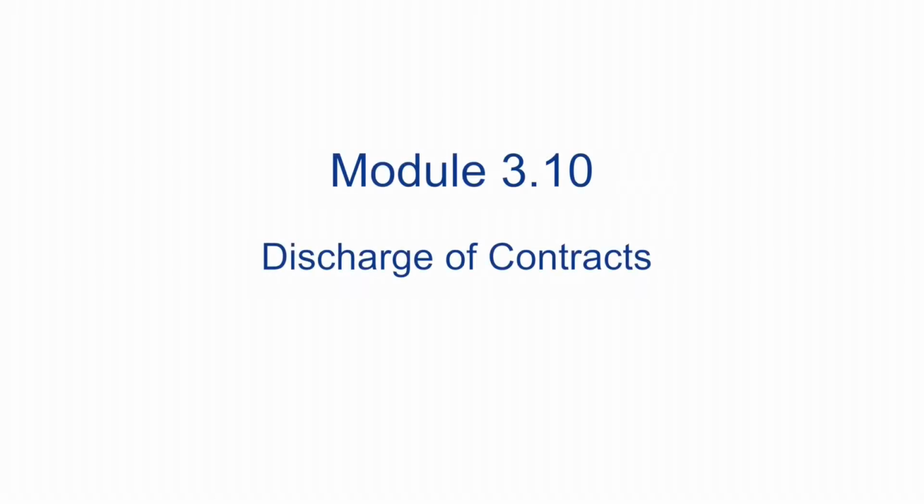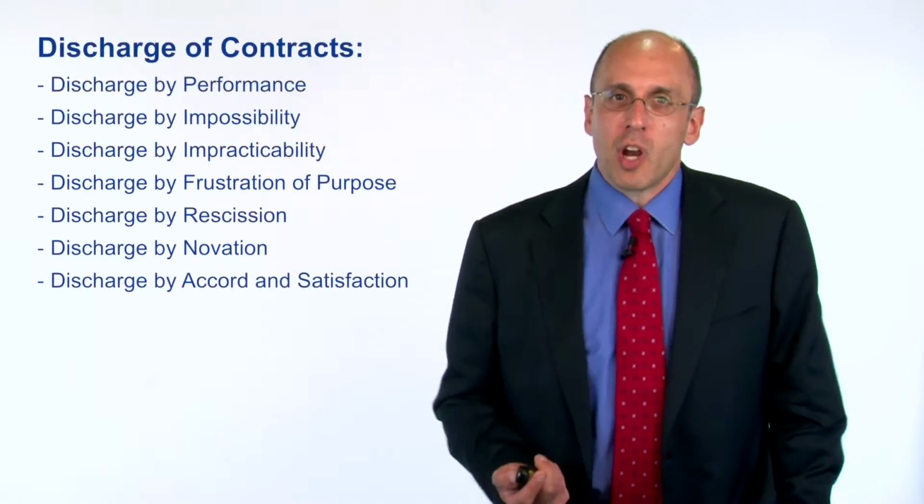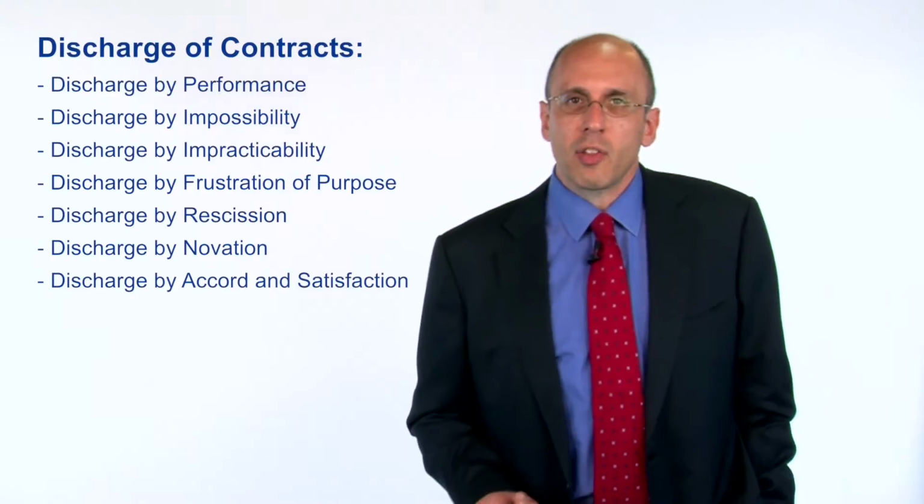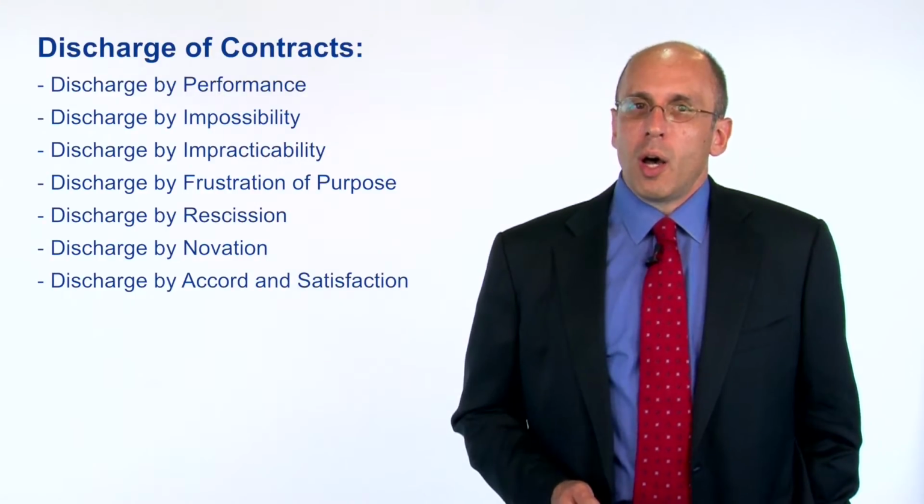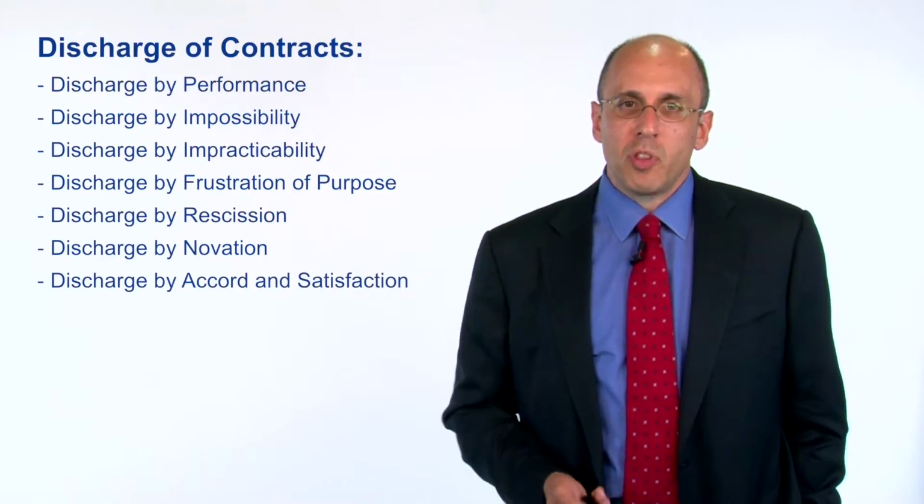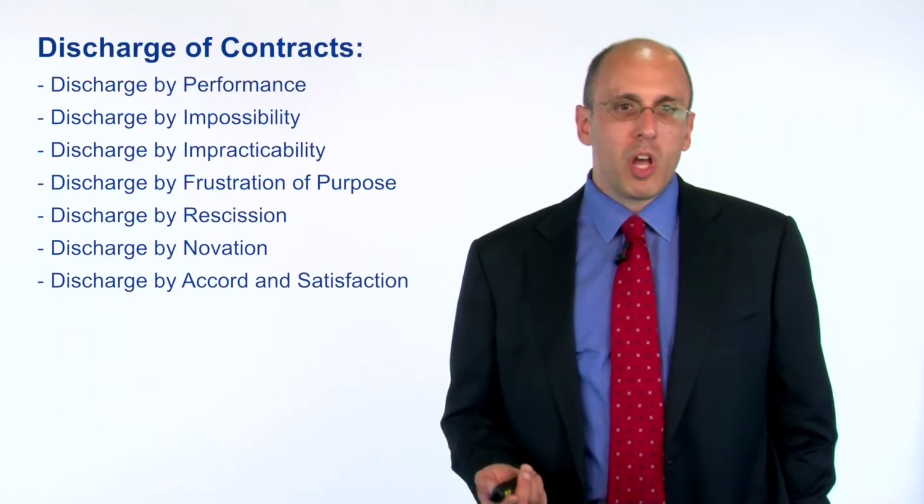Now we're going to turn to how you discharge contracts, essentially getting rid of the contract and satisfying them. One way, obviously, is performing the contract. That's the most obvious way, and so that ends the contract between the parties. Both parties perform and we're done.